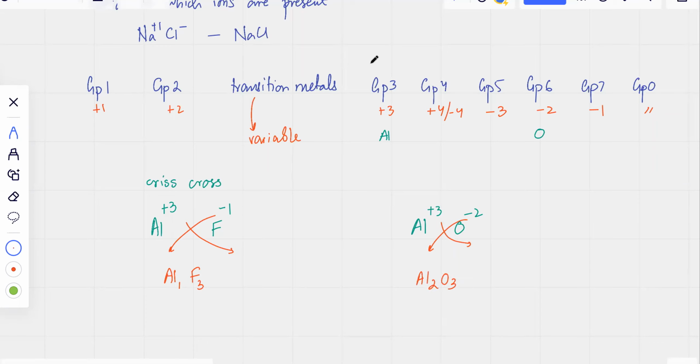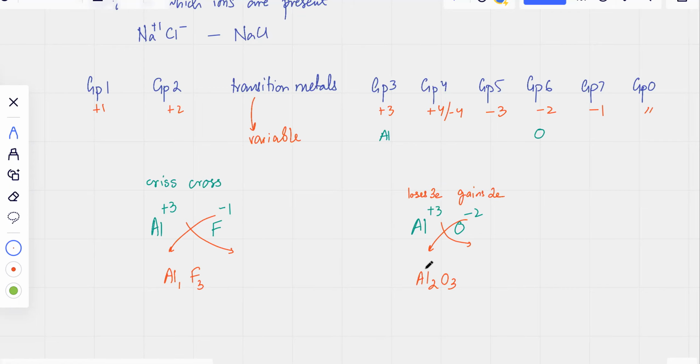And what's the logic behind that? Aluminium loses how many electrons? It loses 3 electrons, right? Because it's in group 3. Oxygen is in group 6. It gains how many electrons? It gains 2 electrons. So you have to make the number of electrons that are lost and gained equal.